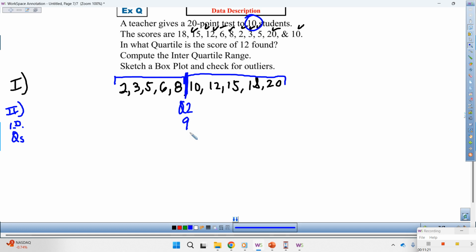All right. So we need Q1 and Q3. Tell your neighbor what they are, please. Santi, go. Amelia, Q1 and Q3. Q1 is 5. Hold on. Q1, 5. And Q3 is 15. Bam.